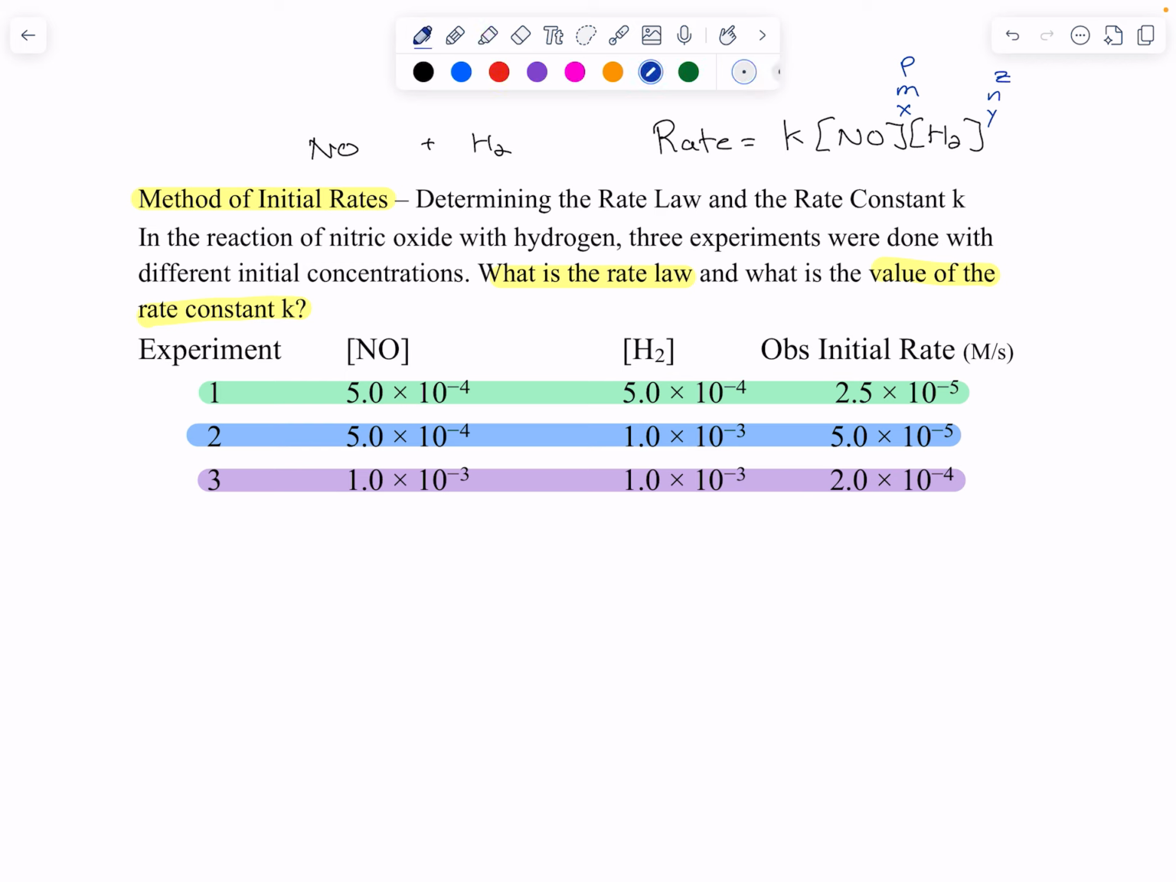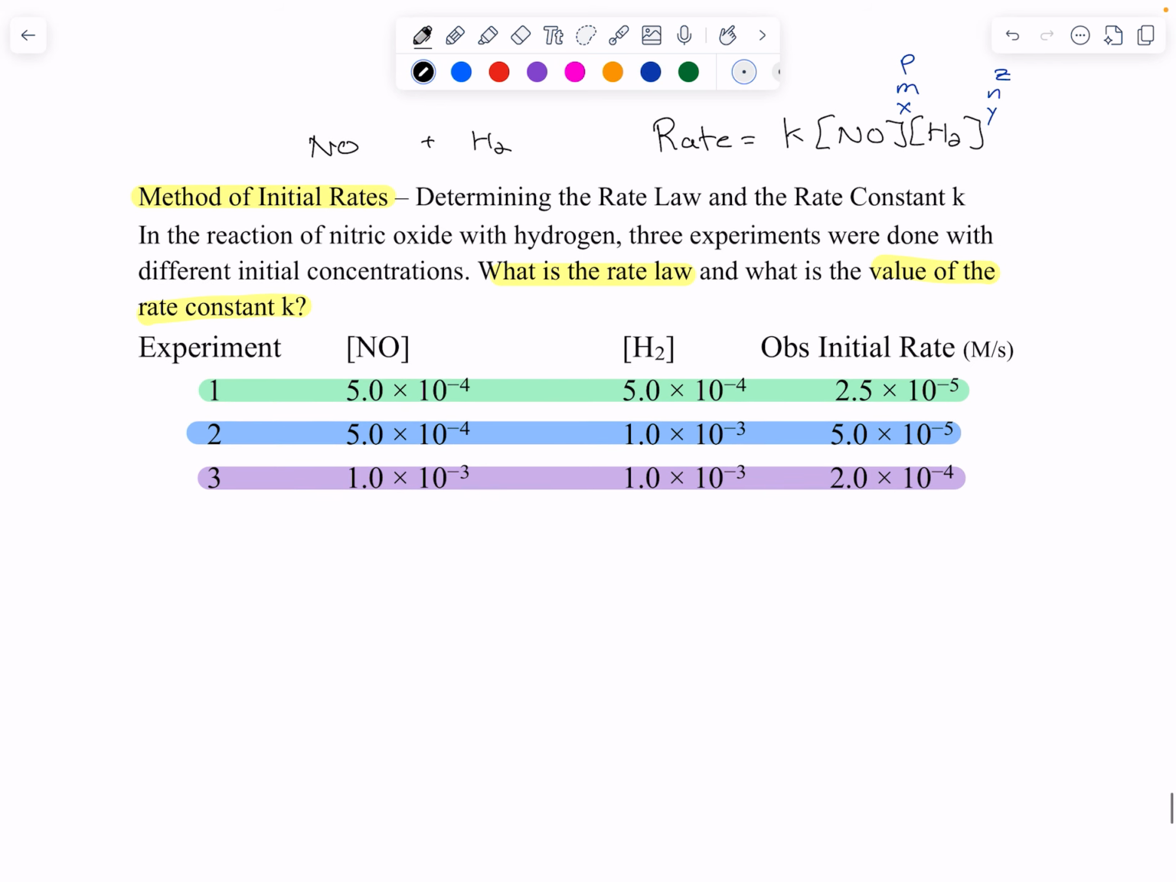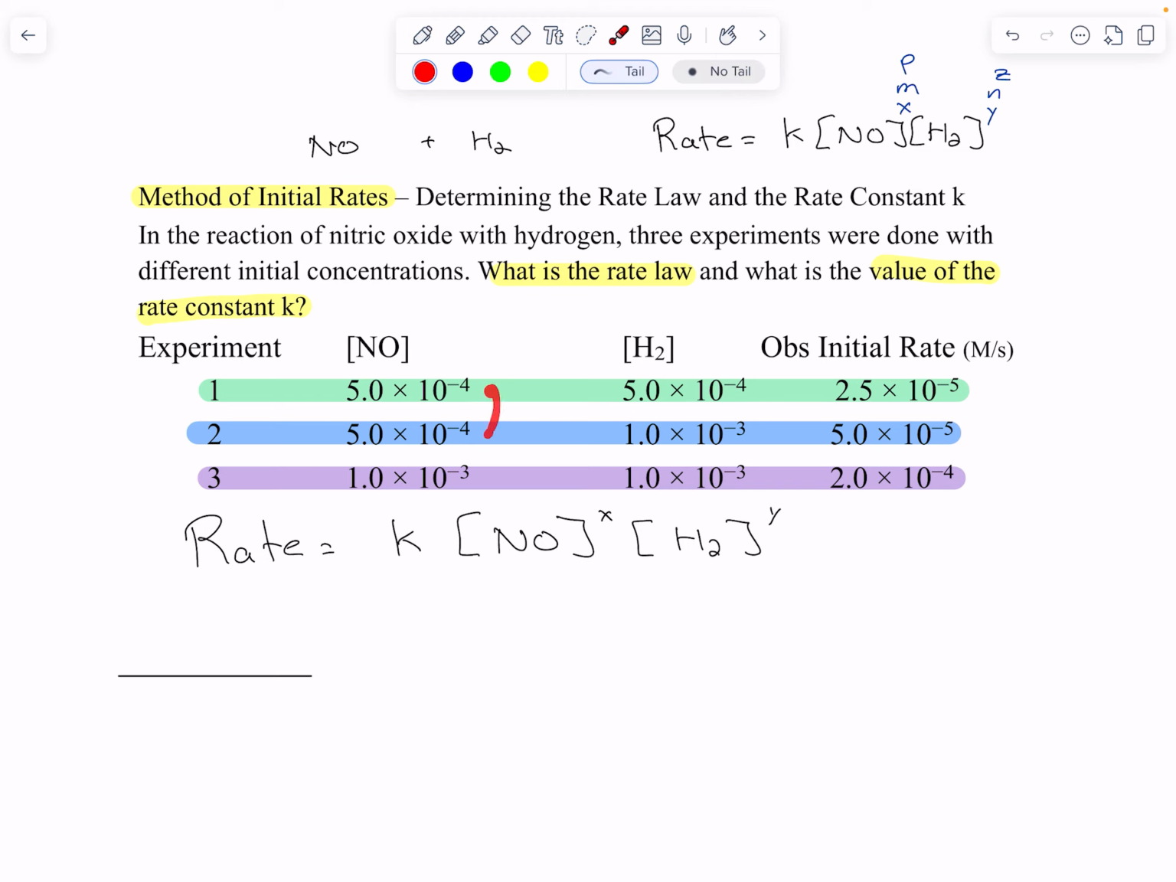So I have my rate. Again, rate equals K, concentration of NO to the X, concentration of H2 to the Y. So I'm going to compare 1 and 2 and see how they compare to each other. If I look at experiment 1 and 2, what happens here? NO stays the same. It doesn't change. H2 changes. So any change in this rate is due to H2 and not due to NO.